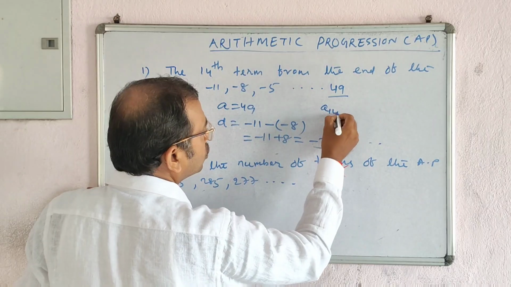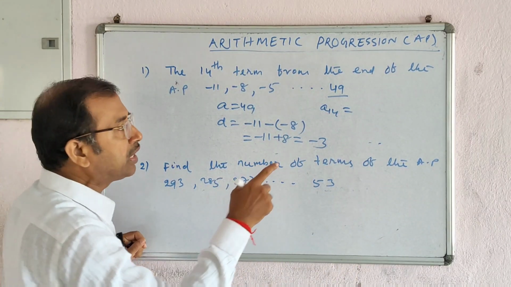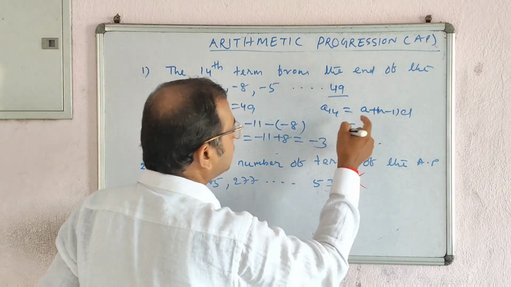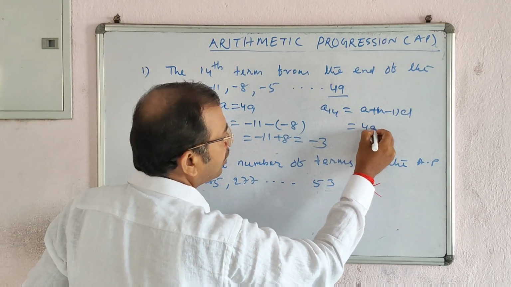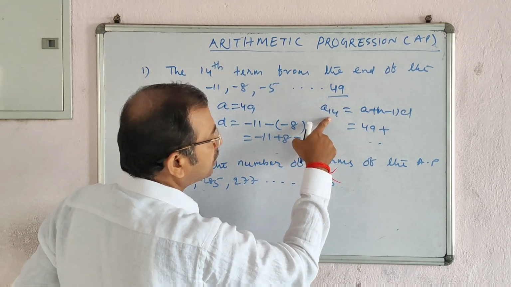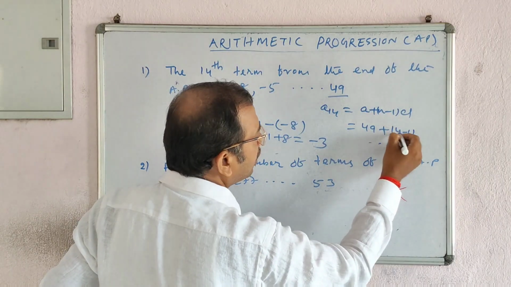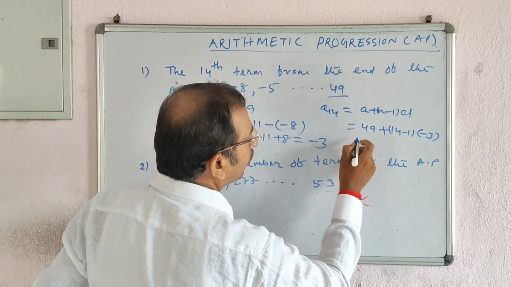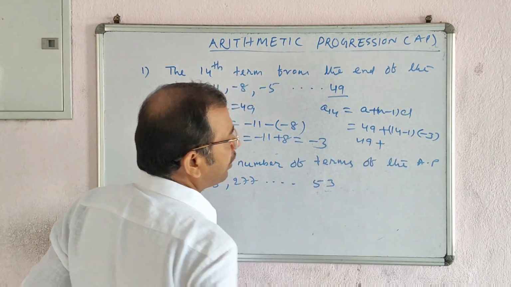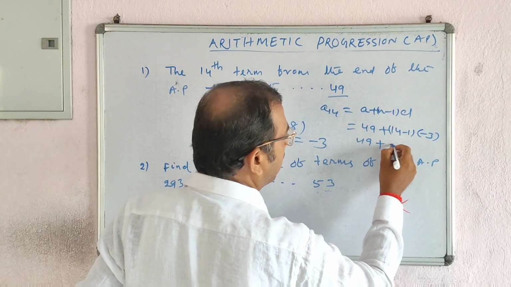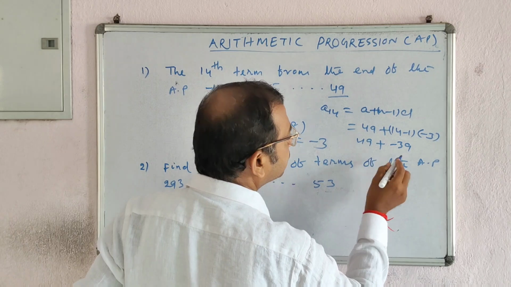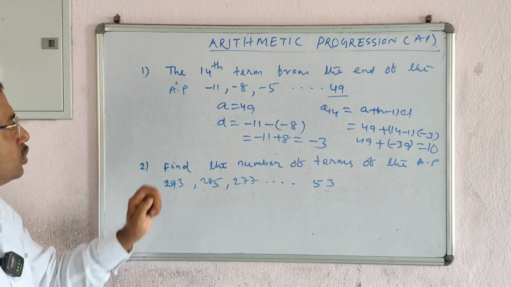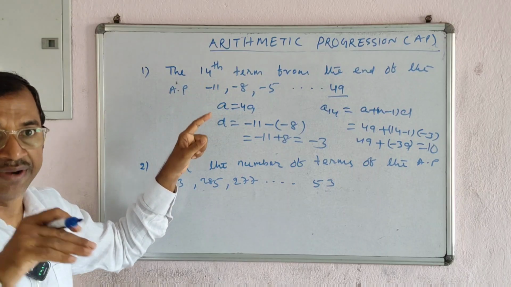So a14, put in the formula. What is the general term? a plus n minus 1 into d. a is the first term, 49, plus n is 14, so 14 minus 1, into d which is -3. So 49 plus 13 into -3, that is -39. So 49 minus 39, that is 10. Got it? So this is one variety of question from the end.